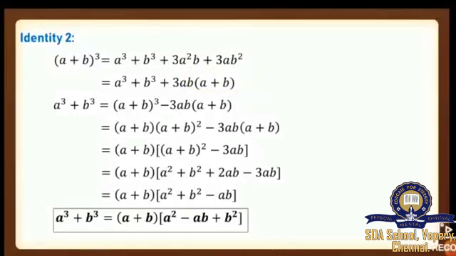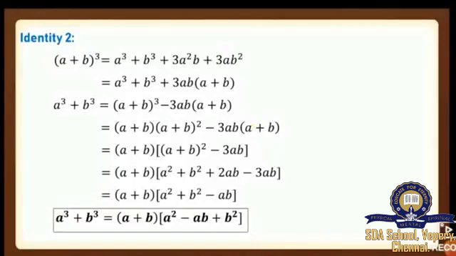So now we are going to find out the identity a cube plus b cube. Keeping this alone here, if you take the term 3ab into a plus b to the other side, you will get a plus b the whole cube minus 3ab into a plus b. Now this a plus b the whole cube can be written as a plus b into a plus b the whole square, and writing this term as such.